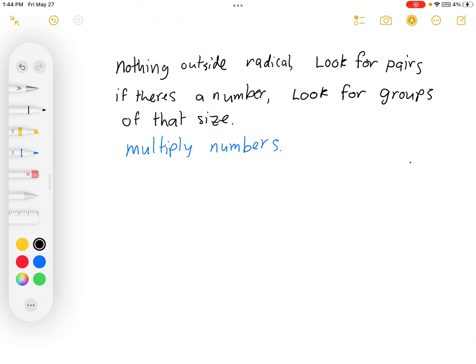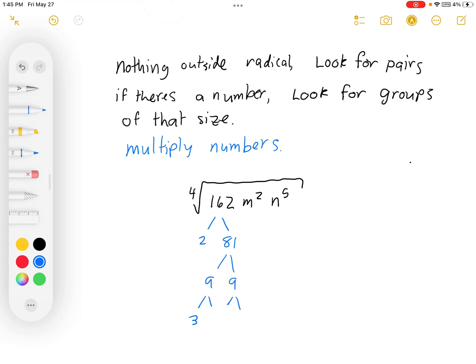Let's go ahead and do one last example problem. Let's do the 4th root of 162 m squared n to the 5th. Let's go ahead and break down 162. That's going to give us 2 and 81. 81, that's going to equal 9 times 9. 9 times 9 is going to be 3 times 3 times 3 times 3. You'll notice we have a group of 4 3's. So that means there's going to be a 3 on the outside.